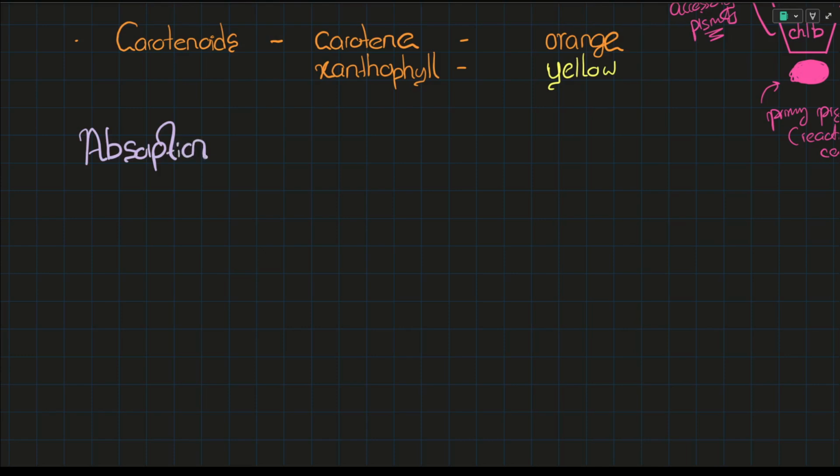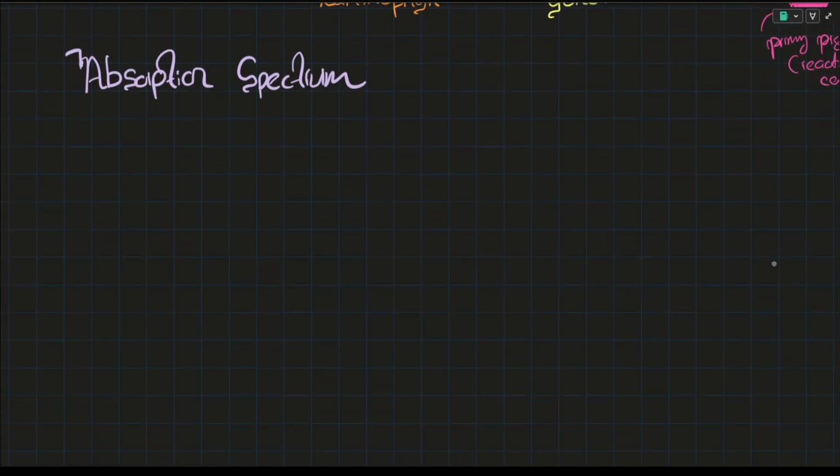Something known as an absorption spectrum. Now we know that all of these pigments are capable of absorbing light. There's no doubt about that. But different pigments are capable of absorbing light in different wavelengths. So there's a distinction in that. We have to be aware of that.